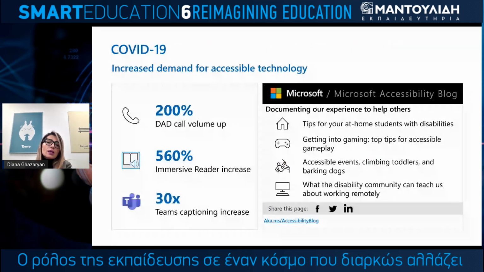The other statistic is that we do have at Microsoft a disability answer desk, so basically customers can call in and ask about specific product accessibility features. The calls during COVID time were skyrocketing. And the immersive reader usage was 560% higher, and I'm not even talking about the Teams captioning increase. So this is pointing to the pain points that the whole society has right now, and especially the people who have disability issues.